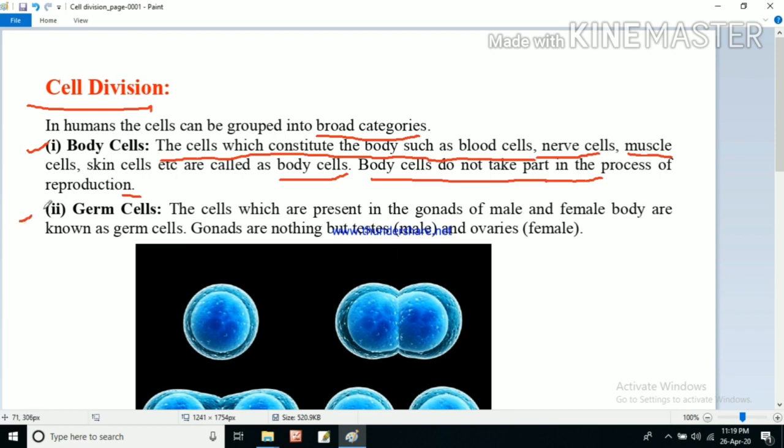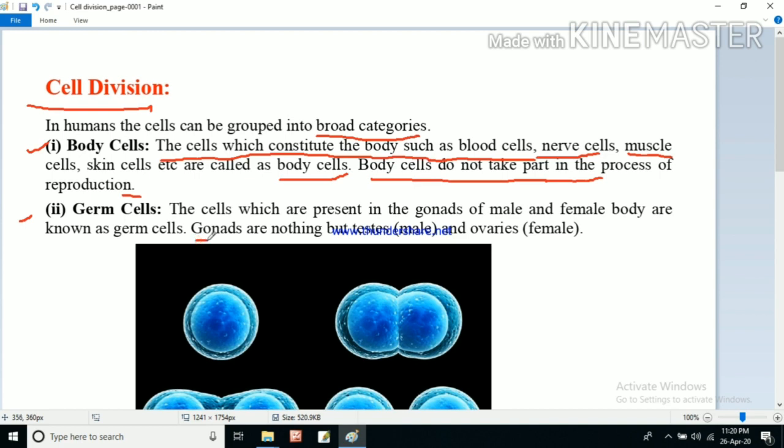And what is a germ cell? The cells which are present in the gonads of the male and female body are known as germ cells. Germ cells do not constitute the body. They are present in the gonads of the male and female body. And what are gonads? It may be a new term for you.